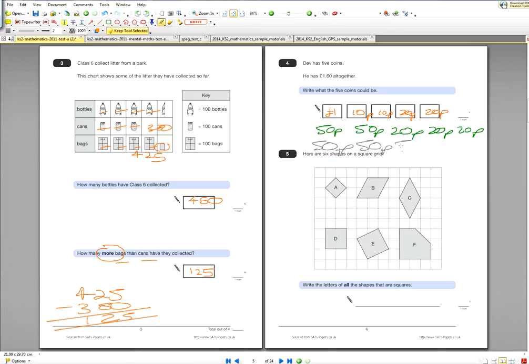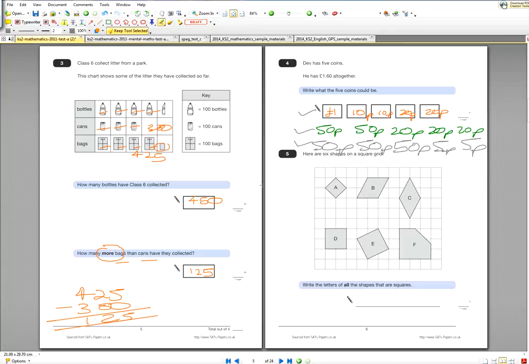Hang on a second. 50p and then another 10p, 5p and then another 5p, because you've got to use 5 coins. So you can't use 3 50p and a 10p, as you'd have one coin less. So those are the 3 possible solutions that we could have. If you got any one of those 3 right, in any order, then give yourself 1 mark. And a pat on the back.